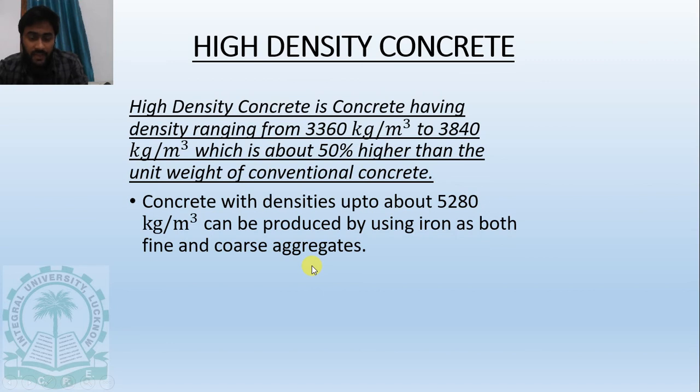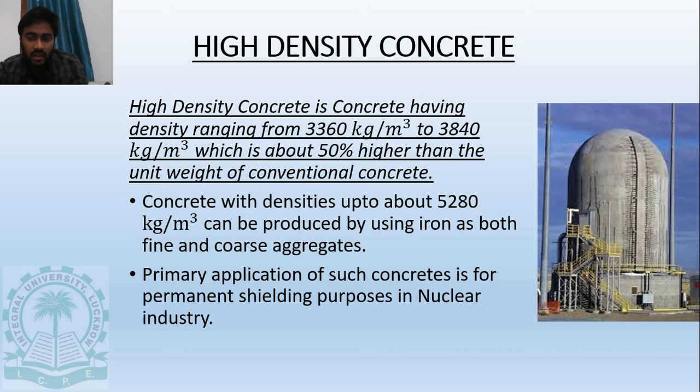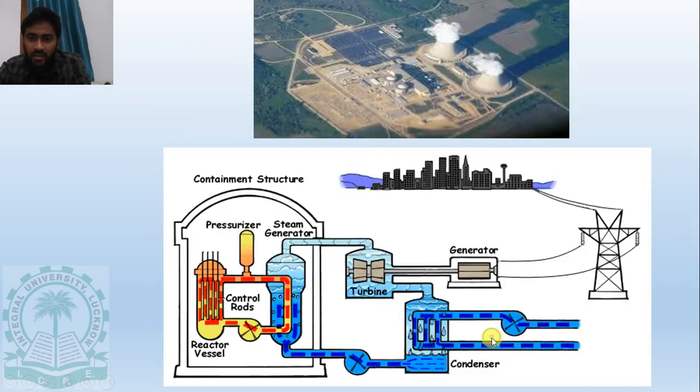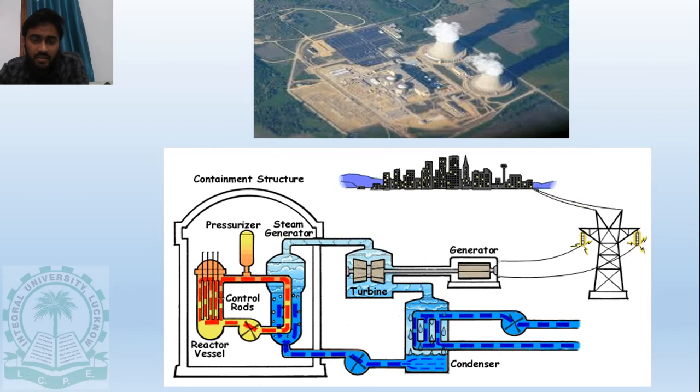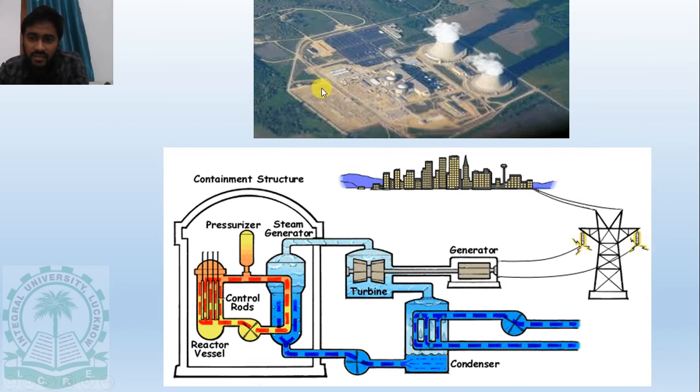So even densities up to above 5000 kg per meter cube can be produced by using iron as both fine aggregate and coarse aggregate. So the basic application or the primary application of such concrete is in permanent shielding in nuclear industry. So you can see this is one of the nuclear reactors which is being constructed using high density concrete. So to have a better idea of why we use high density concrete, I will explain using these figures.